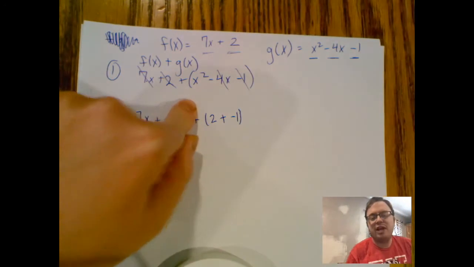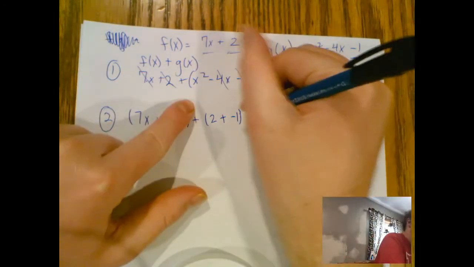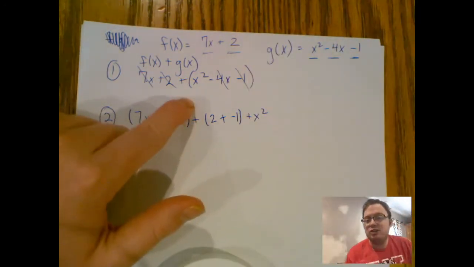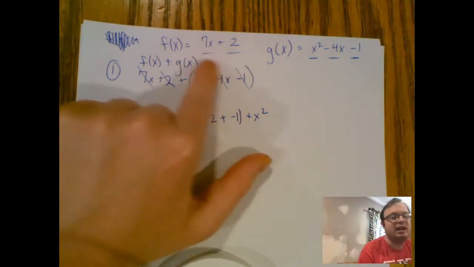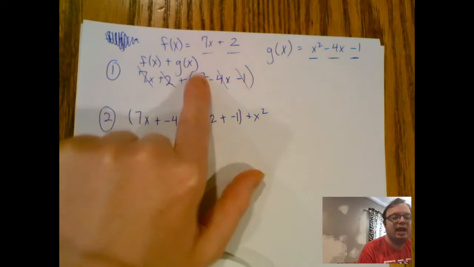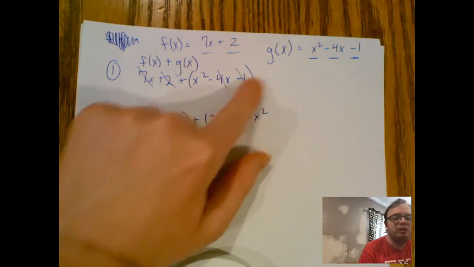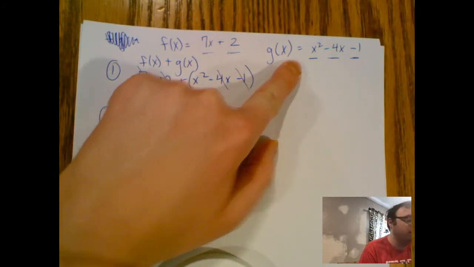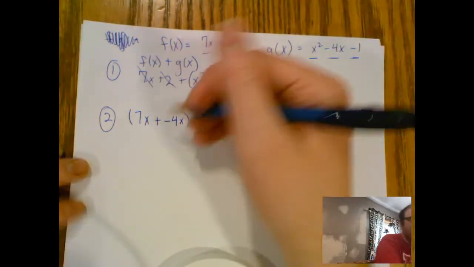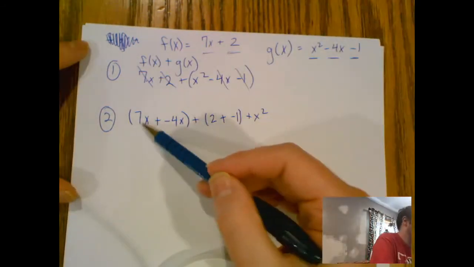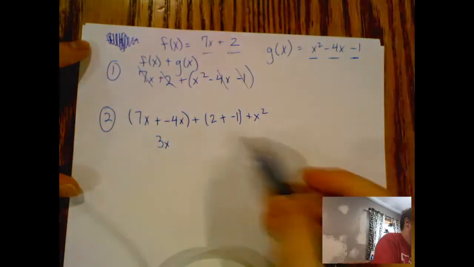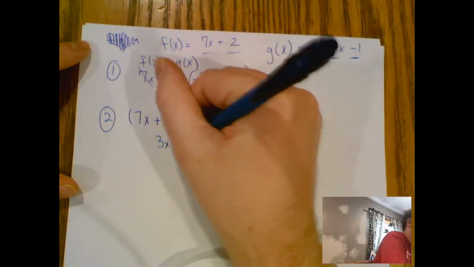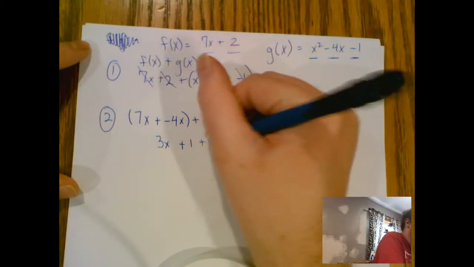And last but not least, I've taken care of 7x, 2, negative 4x, negative 1. I still have this x squared I need to have on here, so I'm going to add x squared. That one does not have any like terms with it. Going back to f of x, f of x does not have an x squared, so I can't combine that with x squared here from g of x. So at this point, just simplify by combining these terms. 7x plus negative 4x is 3x. 2 plus negative 1 is 1. x squared is x squared.